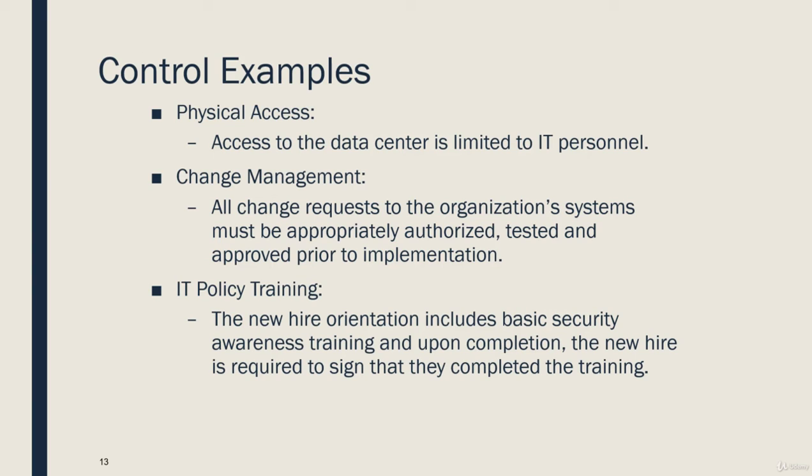And the last control that we have here is IT policy training. And this states, the new hire orientation includes basic security awareness training, and upon completion, the new hire is required to sign that they completed the training. And you can see here that it's telling you what is occurring. The activity that's occurring is the training on security awareness. And you can see here that the evidence of that control taking place or being performed is the signature of the new hire that says that they have actually completed the training. And you can see some elements coming into play here. As previously discussed, all the elements we covered a few slides ago do not need to be present in every single control, but you need a good amount of those to make sure that control is very clear.